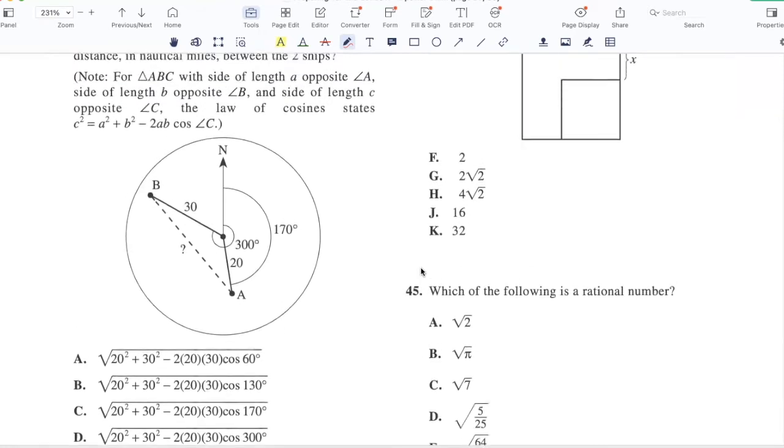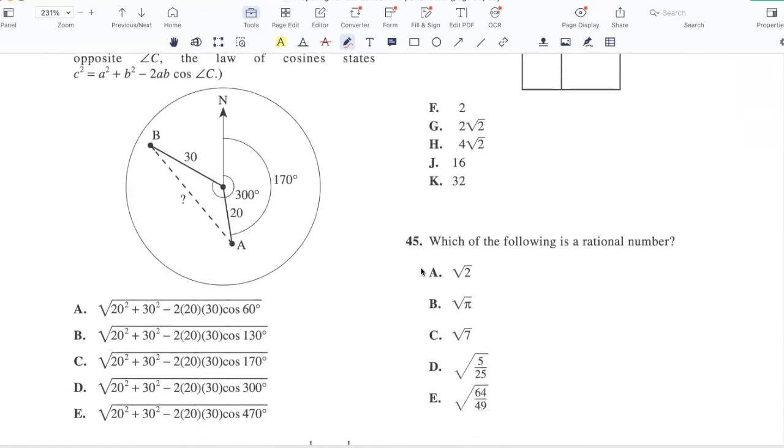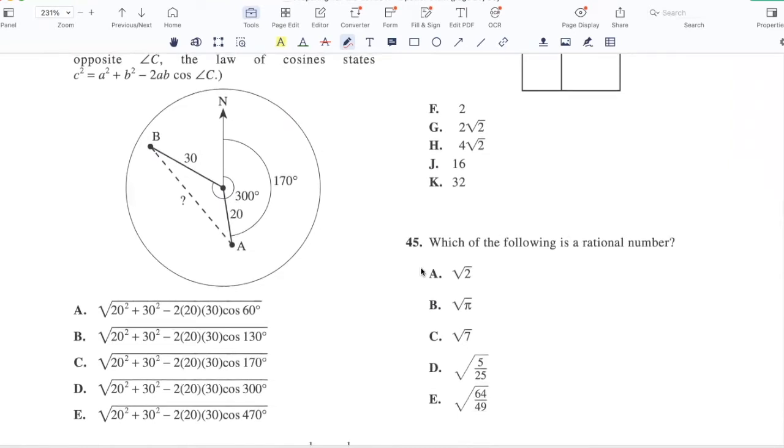So we have to use the cosine law here. So we know that this whole angle is 300 and this angle is 170. So theta would be 300 minus 170, correct. So how much is that? 130, right? So theta is 130.